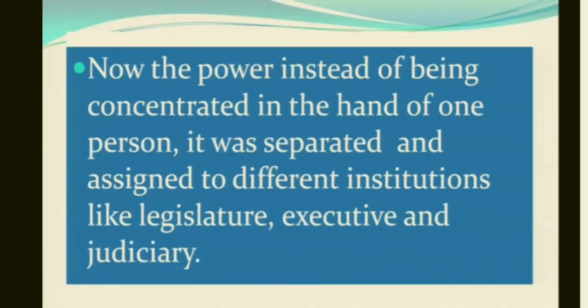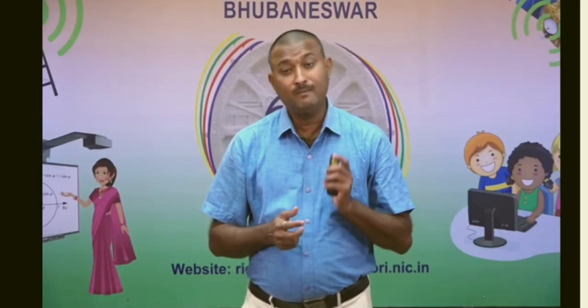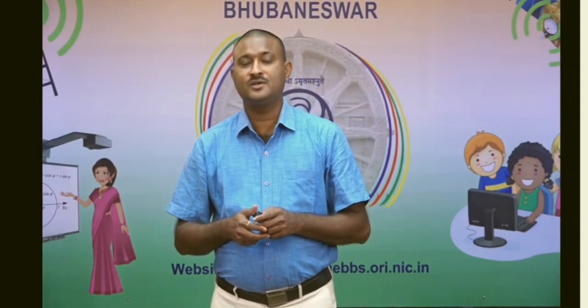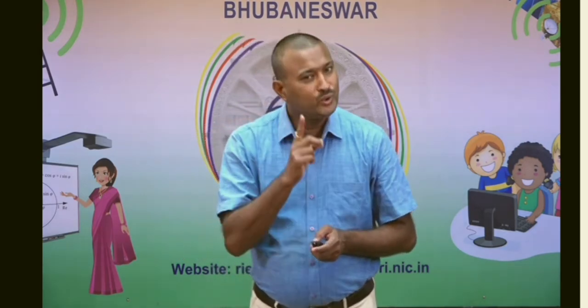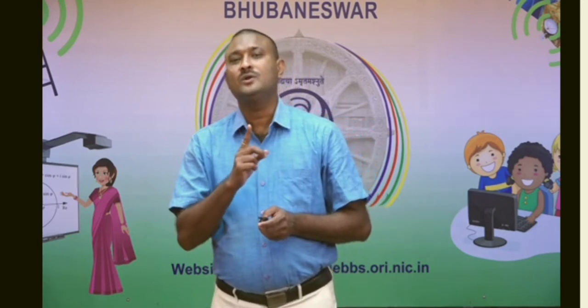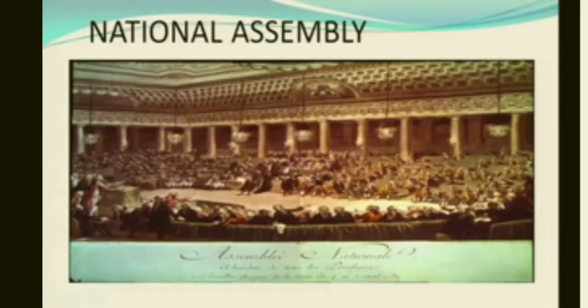Now, the power which was enjoyed by the monarch itself has been separated among three institutions: legislature, executive, and judiciary. That is the theory of separation of power advocated by Montesquieu, and accordingly it was followed in France. Earlier I told you, USA was the first country to follow the principle of separation of power. Now, France also followed that path. You see, the National Assembly, how it was constituted and how it was taking decisions for the people of France.